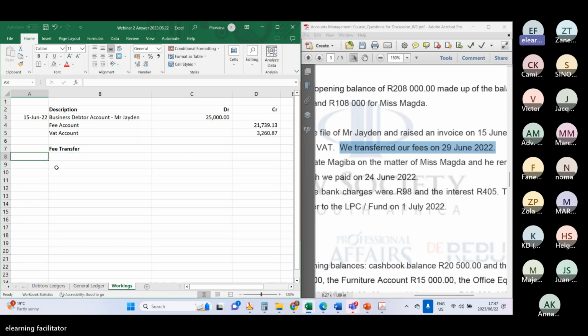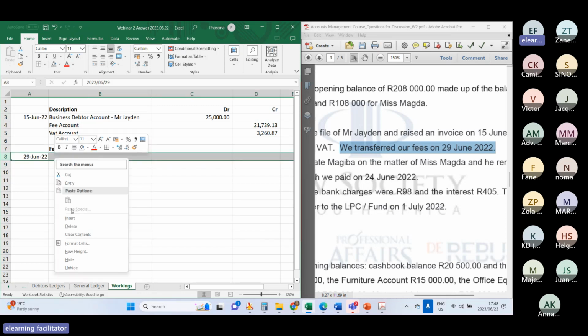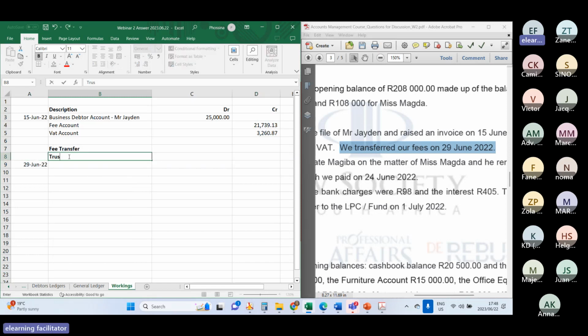Okay. It's now on the 29th of June, 2022. And then let's start with the trust account. So with the trust side of things, the trust is now paying into our business account. So what will happen is that we'll have to credit our trust account because it's a payment. Remember, it's a payment. So it's going to be Mr. Jaden.